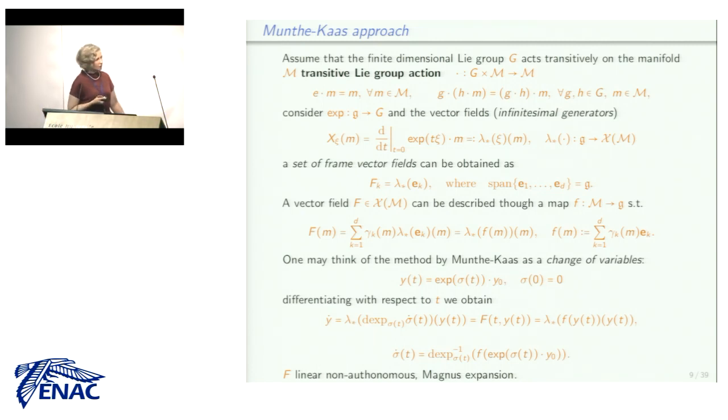So you make essentially a change of variables. Now this is an equation on a Lie algebra. It's a vector space. You can use any method you know for vector spaces in this context. So you can use your favorite Runge-Kutta method and propagate the solution in the Lie algebra and then map it back to the Lie group or to the manifold.